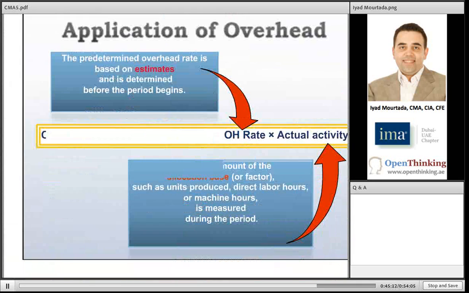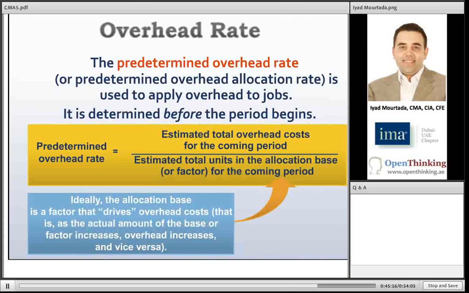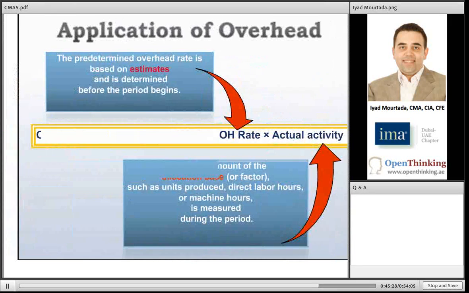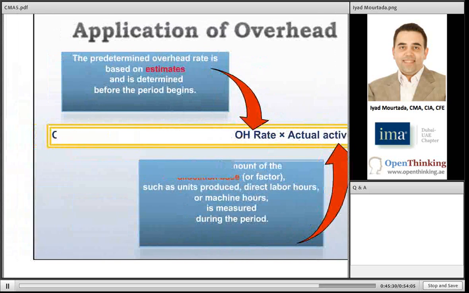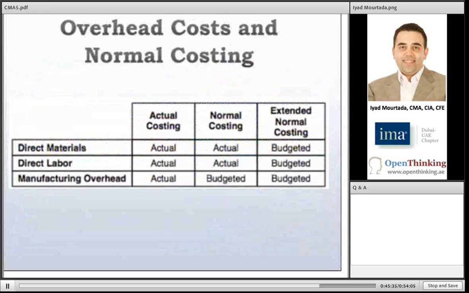So the first thing we need to do is figure out how much we think the overhead is going to be and how many units of output, or any other driver, we are estimating, and we create a rate that we think is a reasonable rate. And after that, like we said, we multiply it by how much actual activity we had, and that will determine the applied overhead for us.